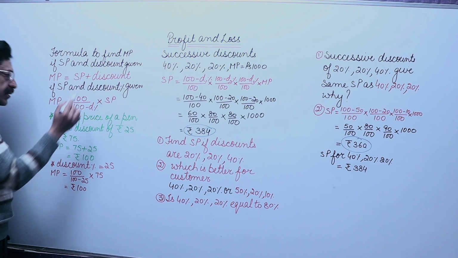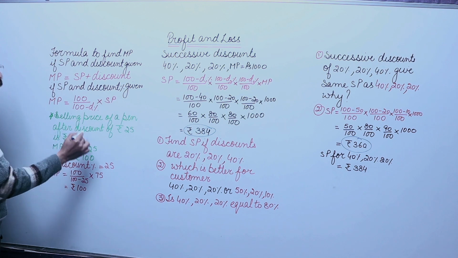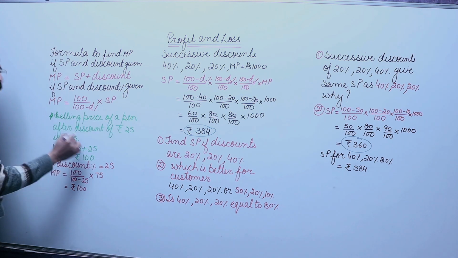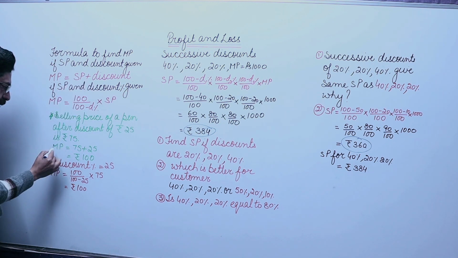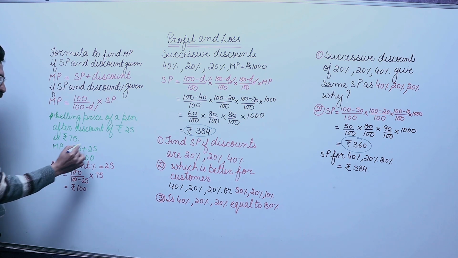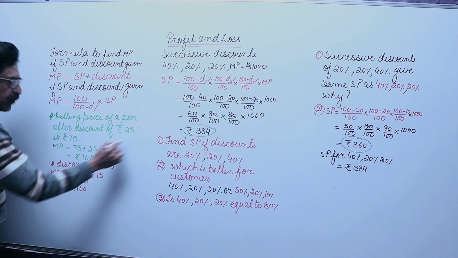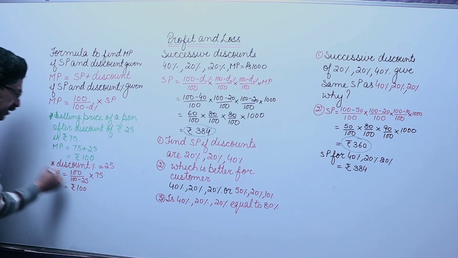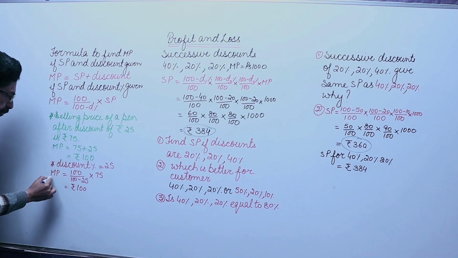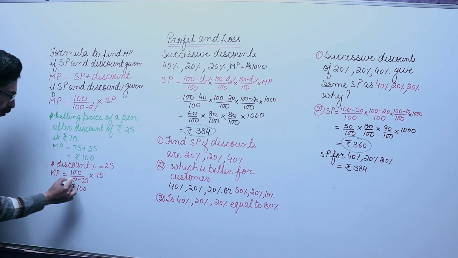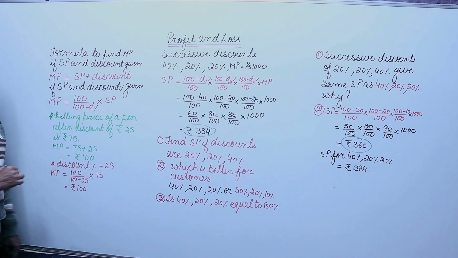Let us try to understand this with the help of an example. Selling price of a pen after discount of rupees 25 is rupees 75. Then what is the marked price? Using the first formula here, marked price is equal to 75 plus 25, rupees 100. If in place of discount of rupees 25, we are given discount percent of 25, then using the second formula, marked price is equal to 100 over 100 minus 25 into 75, which gives us rupees 100.